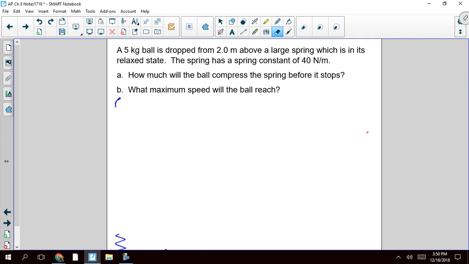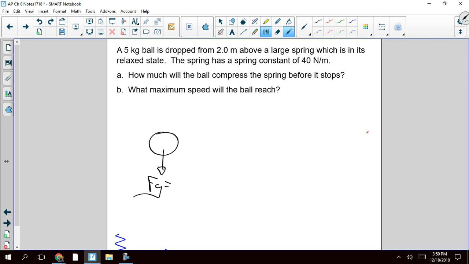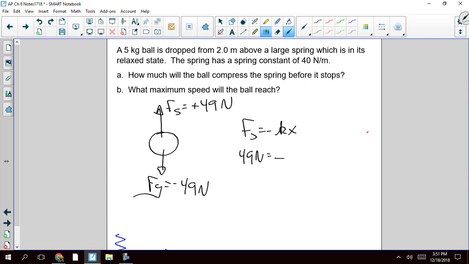So let's erase all this nonsense here. So the idea is, here's the ball. Gravity is pulling it down with a force of 5 times 9.8. I think I said 19.6 a minute ago, sorry. So the force of gravity is negative 49 newtons. So the net force won't be 0 until the force of the spring is positive 49 newtons, right? So force of spring equals negative kx. So we've got 49 newtons equals negative 40 newtons per meter times x. So that's going to occur once the spring is squished.